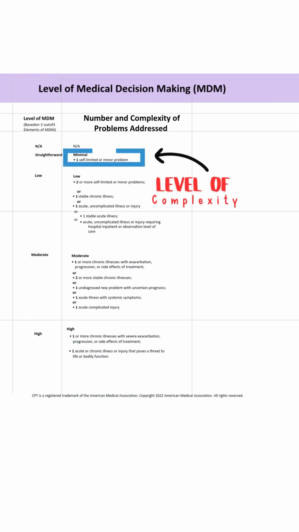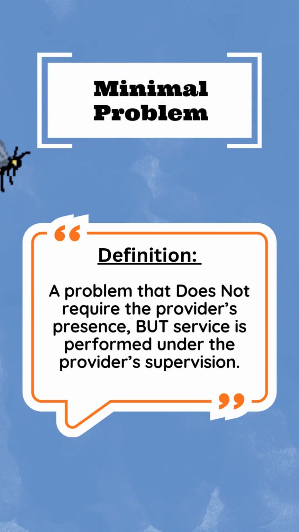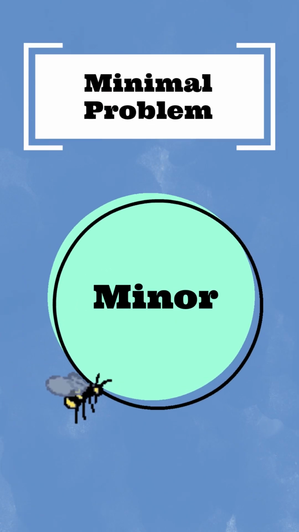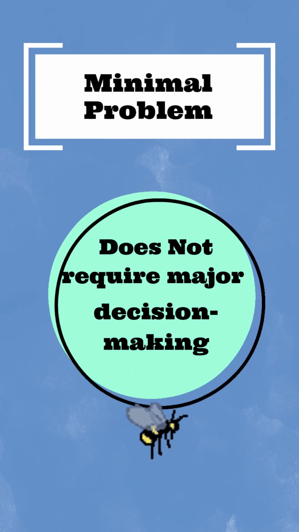Now let's look at how CPT breaks down those problems by level of complexity. We'll start with the simplest category, which is minimal problems. A minimal problem is a problem that does not require the provider's presence, but the service is performed under the provider's supervision. A minimal problem is simple, minor, and does not require major decision making.